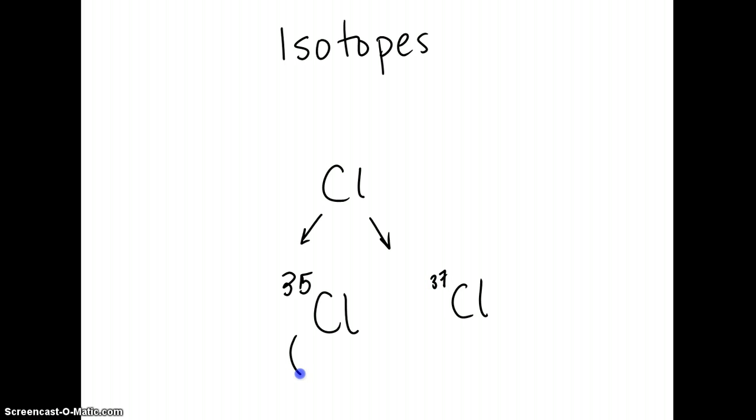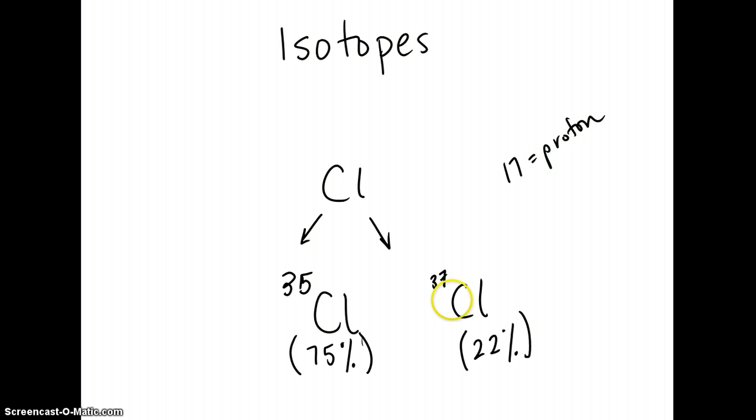And when you see chlorine in nature, about 75% of the chlorine has 17 protons and then 18 neutrons. In this case here, there's chlorine that has an atomic mass of 37, but it's only 22% of the time that you would see that. And in this case, it again has 17 protons. So you always know that it has 17 protons, because if it didn't, it wouldn't be chlorine. But in this case, it has 20 neutrons. So there's a difference between 18 and 20.